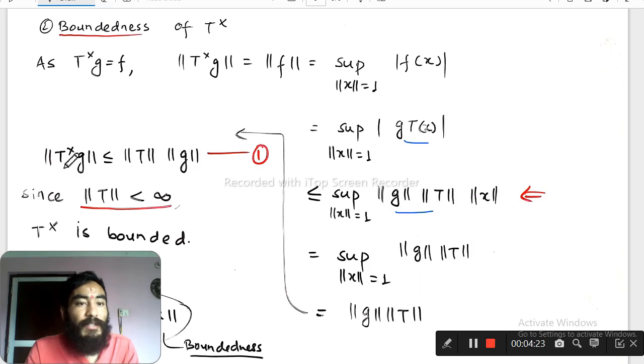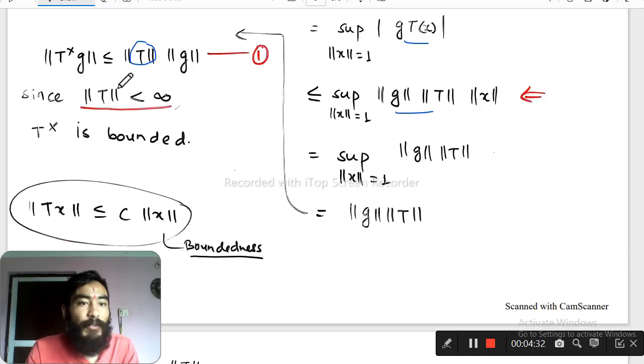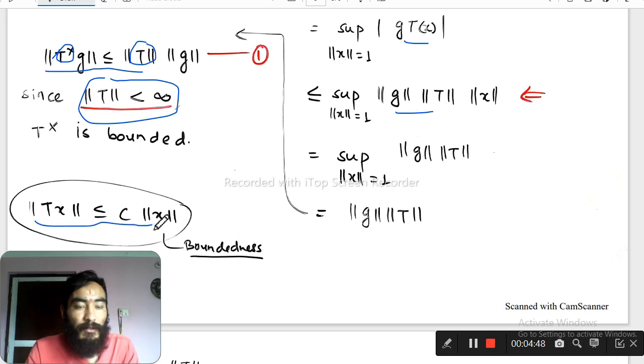This shows the norm of T star G is less than or equal to the norm of T times the norm of G, where the norm of T is a constant. Since T is bounded, the norm of T is less than infinity. So we have this form, norm of Tx is less than or equal to C times norm of x. This shows T star is a bounded operator because this relation is of this form, which gives the boundedness of T star.